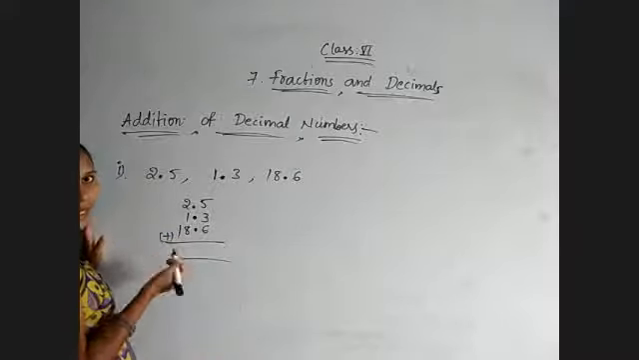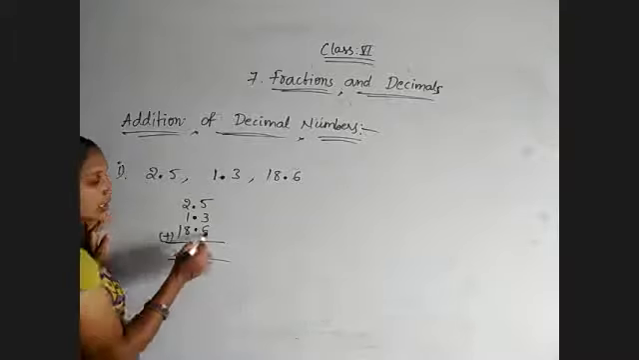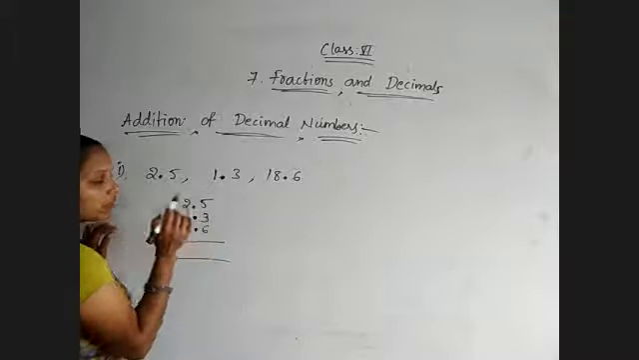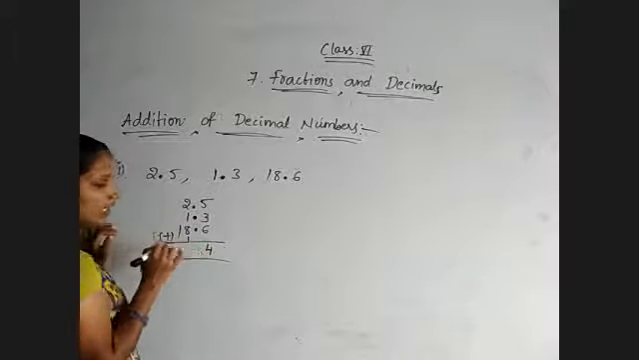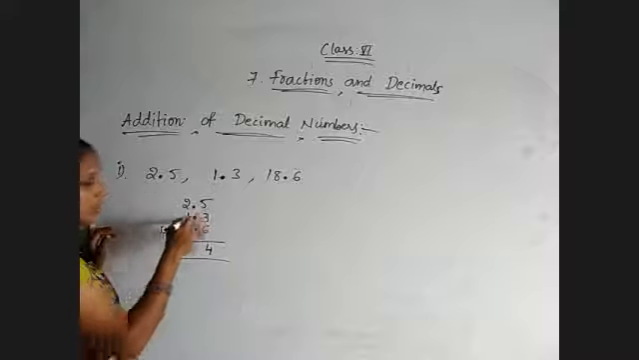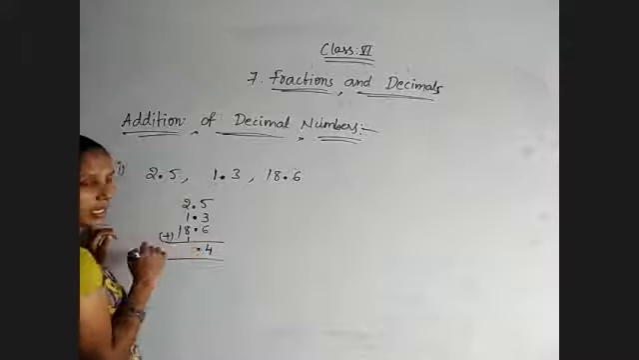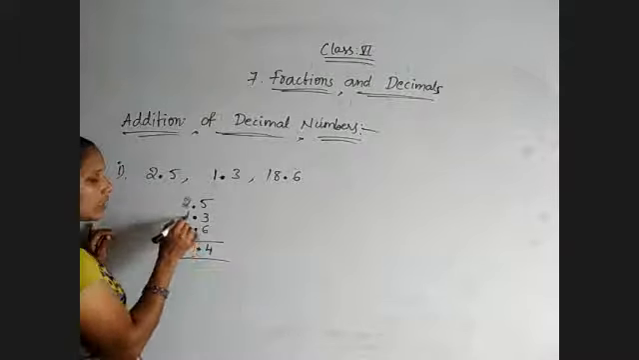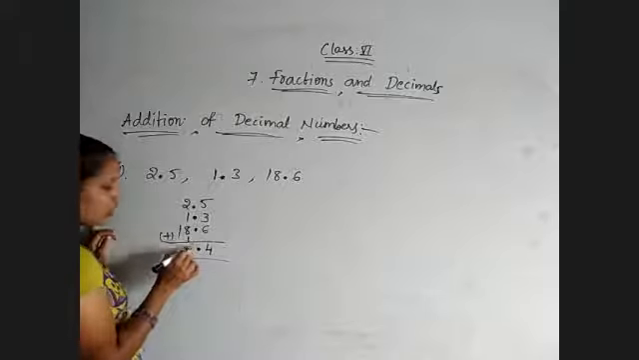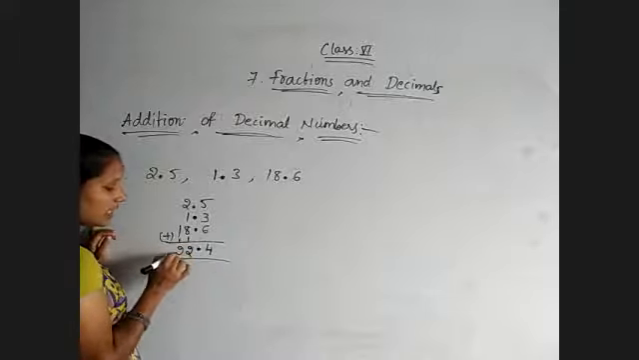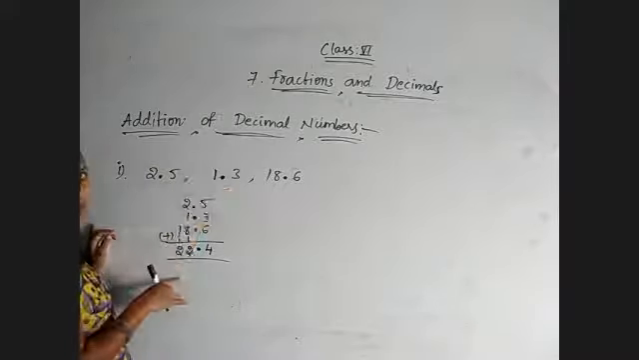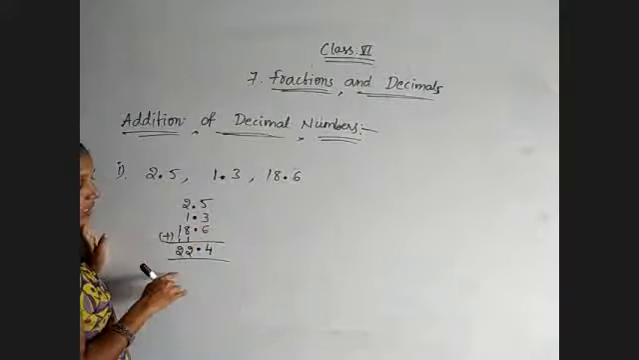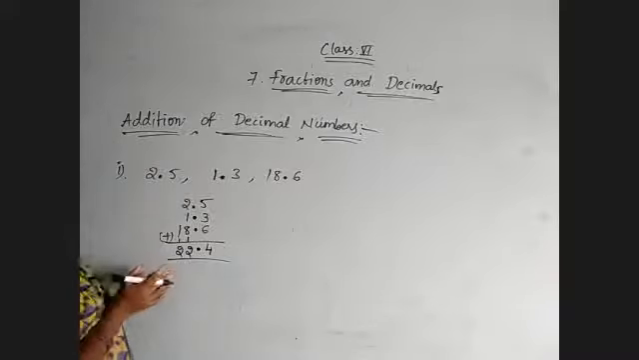Add those decimals like normal addition. 6 plus 3, 9, 9 plus 5, 14. So 4 will get here. 1 is the carry, that will come under the whole number part. Now point is there, so we must keep the point. 1 plus 8, 9 plus 1, 10, 10 plus 2 is 12. 2 and 1 will be carry and 1 plus 1 is 2. So 22.4 is the sum of these three decimals. Okay, this is one of the examples.